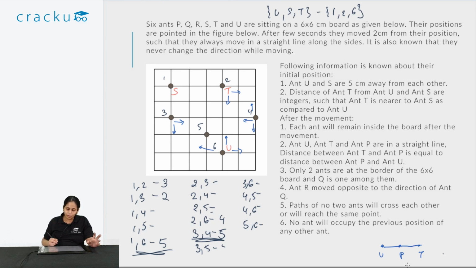Only 2 ants are at the border of 6 and 6, and Q is one among them. Ant R moved opposite to the direction of ant Q. So we don't know which is Q, so we don't know which direction Q moved in, and we don't know which direction ant R moved in. Paths of no two ants will cross each other, and no ant will occupy the previous position of another. So the only thing we really have to work on is the fact that U, P, T form a straight line. Now U has 3 directions, but T has 2 directions. So we can consider T's 2 directions and then try to figure out what could be point P and what could be point U. Now if T moves right, let us first draw that particular case.